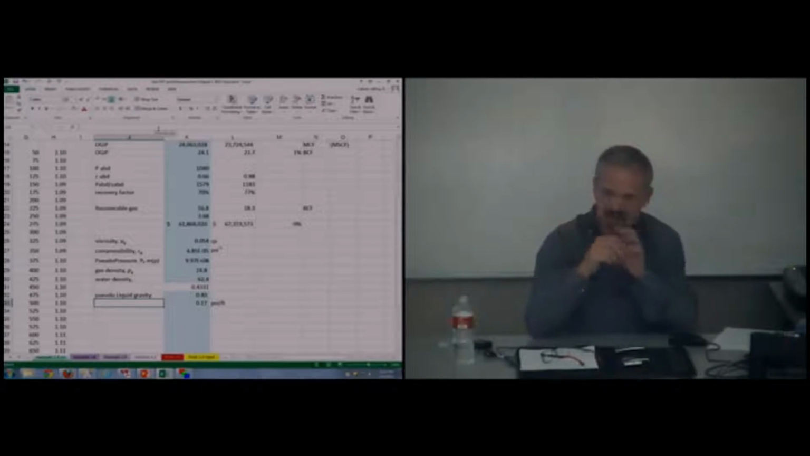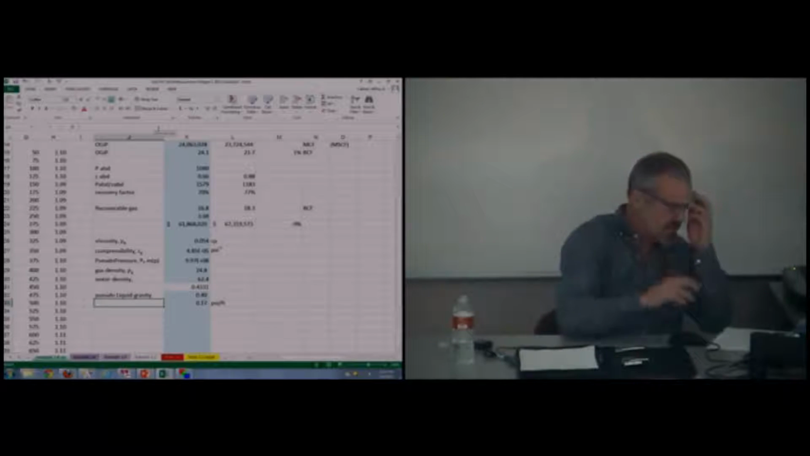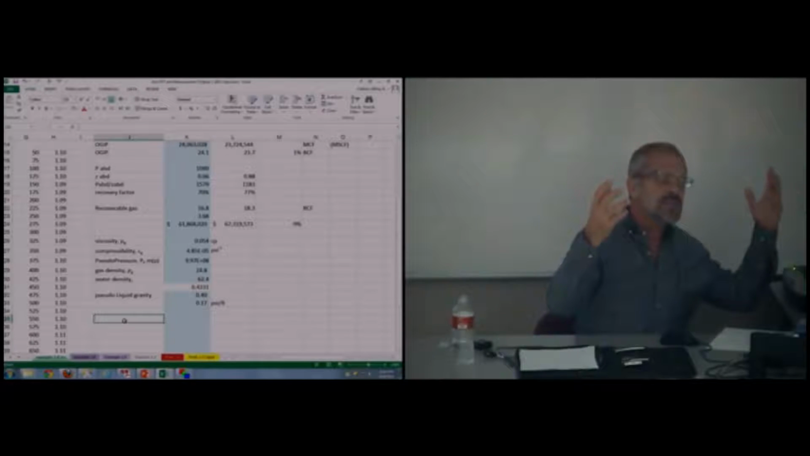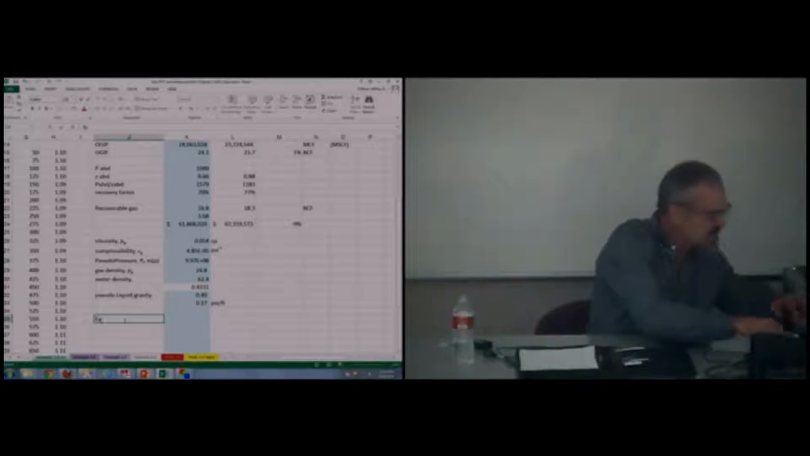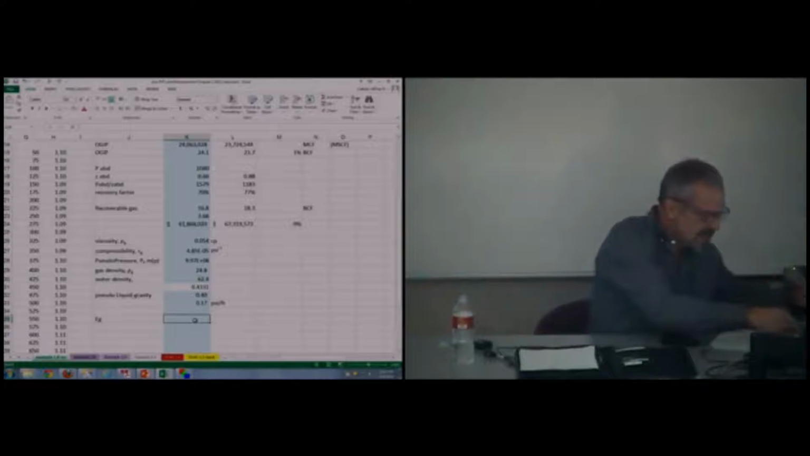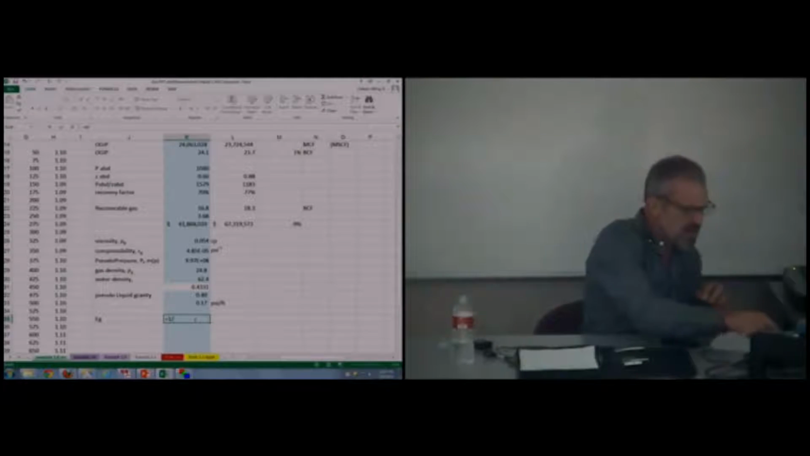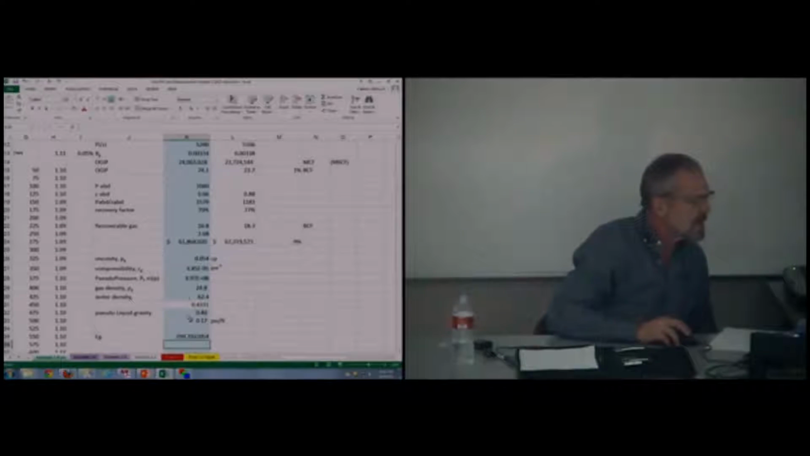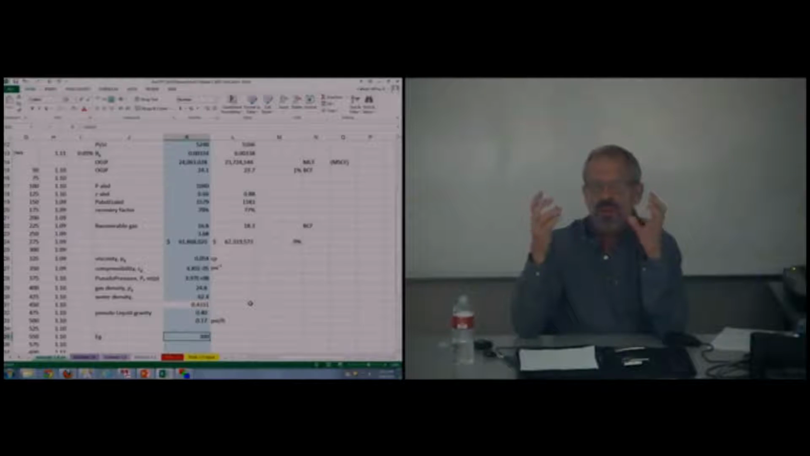And you get a feel for this if you reciprocate your formation volume factor. They call that E sub G, expansion of gas, which is equal to 1 over the formation volume factor. So this tells you right away that the gas is going to be 300 times as dense at reservoir conditions than it is at atmospheric conditions.